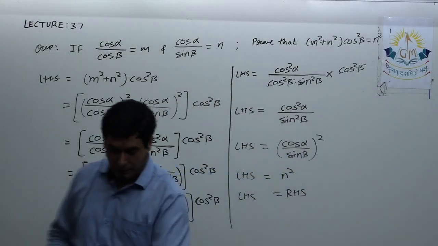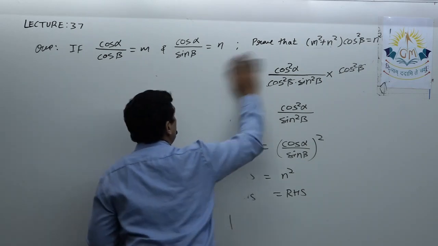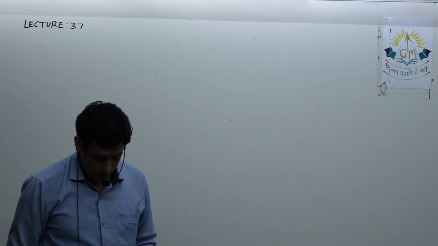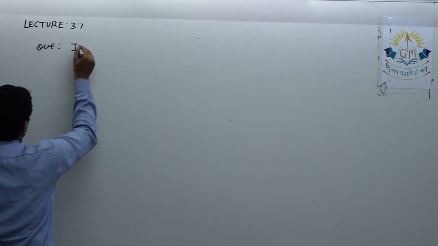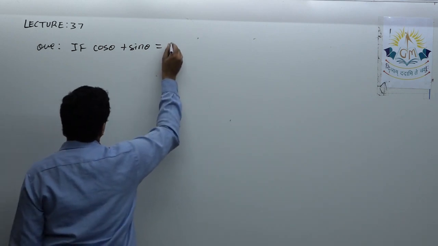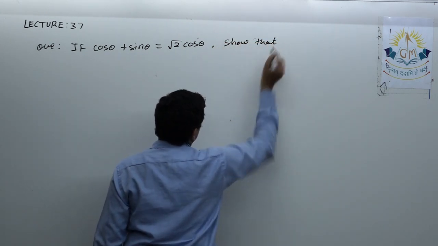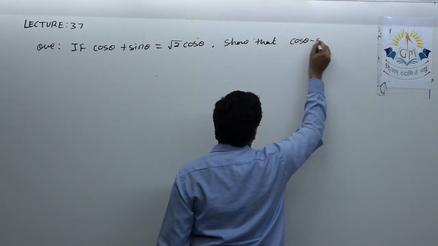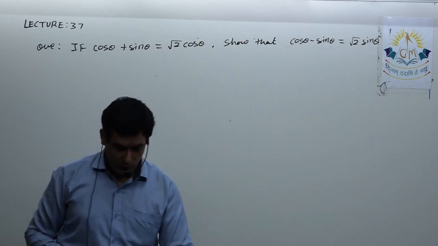Okay, now let us see the next question. Okay, next question is if cos theta plus sin theta is equal to root 2 cos theta, then show that or prove that cos theta minus sin theta is equal to root 2 sin theta.